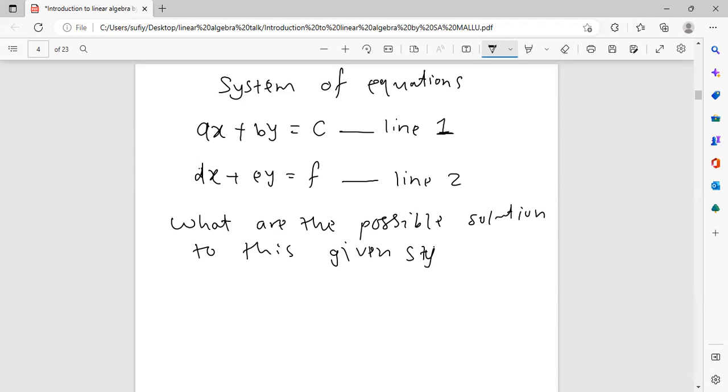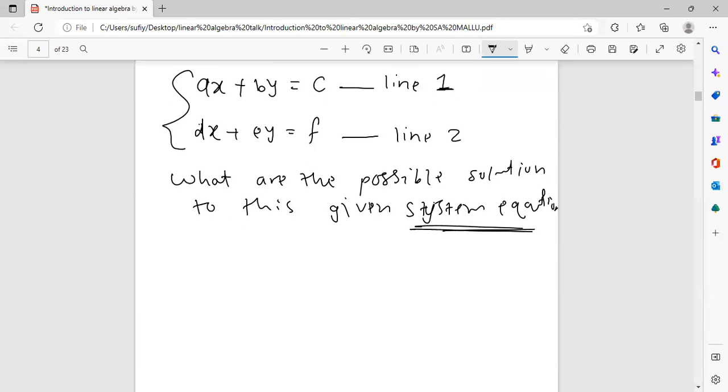Let me give you a definition of a system of equations. When I'm talking about a system of equations, what I mean is a finite collection of linear equations. In other words, we want to solve for x and y simultaneously, and we call that a system of equations. I'm going to explain this real quick using a geometrical representation. Remember, in this case, what are we given? We're just given two lines, line one and line two.